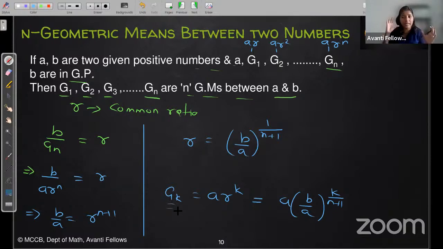So if A and B are given to you and you know the position of the geometric mean, you can find the value of that geometric mean using this formula. Fine. So is it clear to you all? Any doubt in this derivation of this formula? Please do respond in the chat box if you have any doubts. Okay. If there is no doubt, then we'll move ahead.